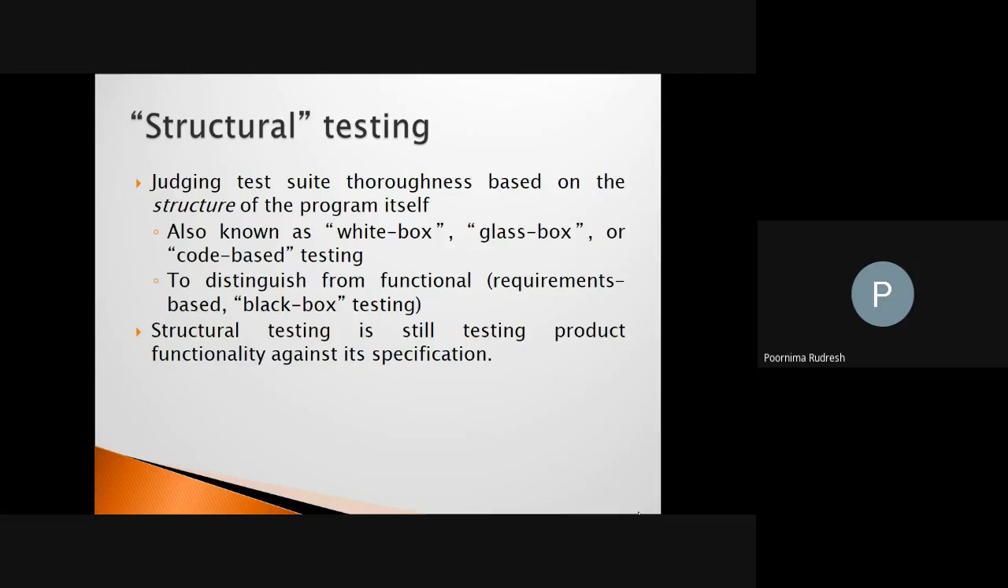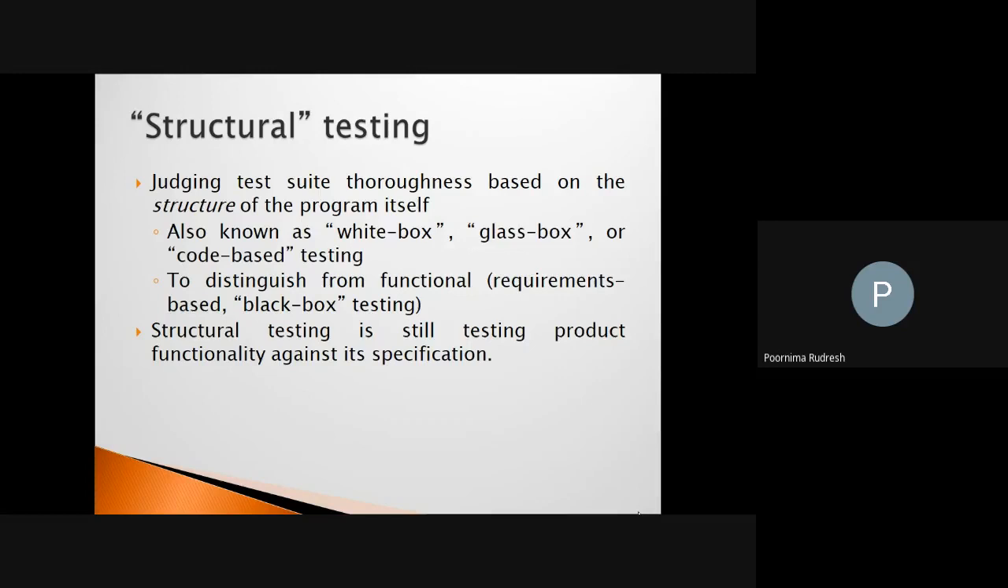So we are just comparing the structural testing with the white box or the black box testing. Structural testing is a white box testing, and this is also called a glass box or code based testing. Structural testing is used to judge the test suite thoroughness. To test the test suite thoroughness we are making use of structural testing, which is also called white box, glass box or code based testing.